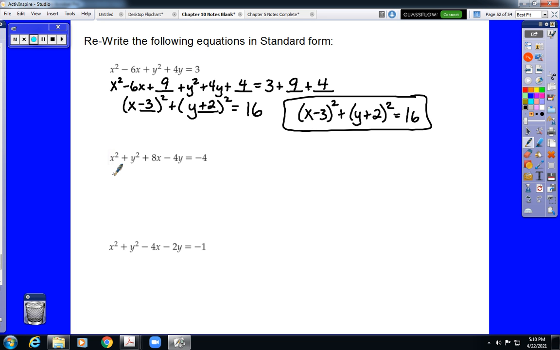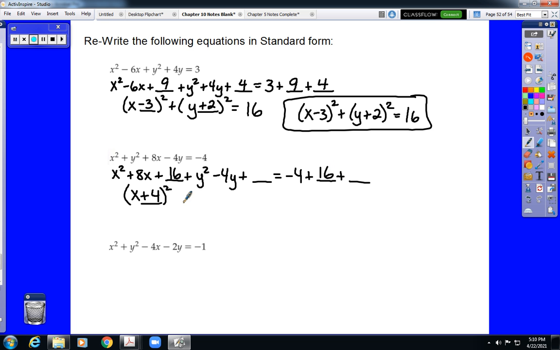Okay, this next one requires a little bit of reorganization, so we'll do that and insert our blanks in one step. Okay, so we're looking at x plus 4 quantity squared. Square that is 16. Copy that into the first blank on the right side. Plus y minus 2 squared. Square that is positive 4. Add those up, that is 16. So that equation would be x plus 4 quantity squared plus y minus 2 quantity squared equals 16.